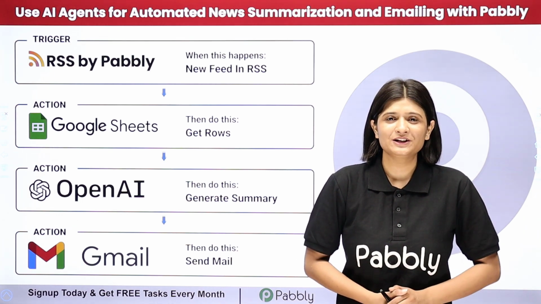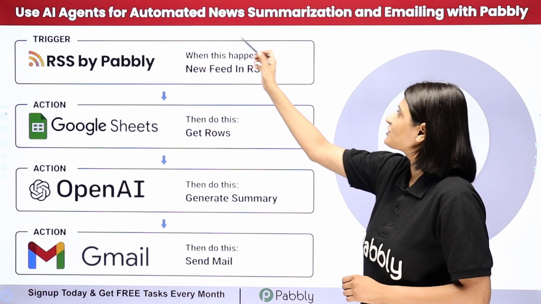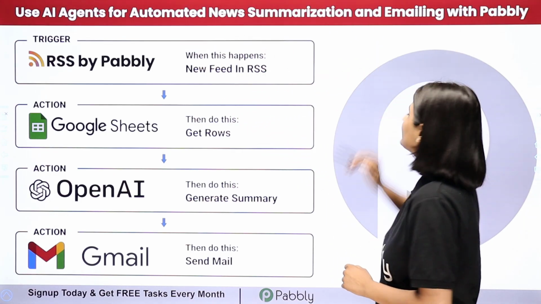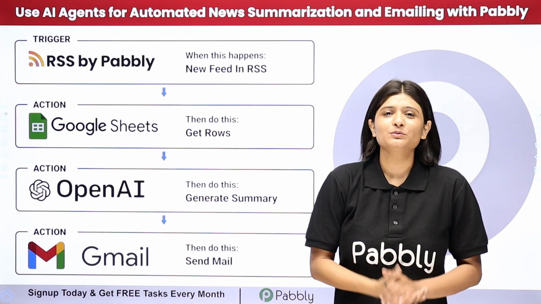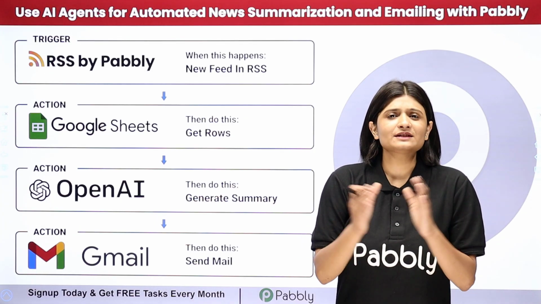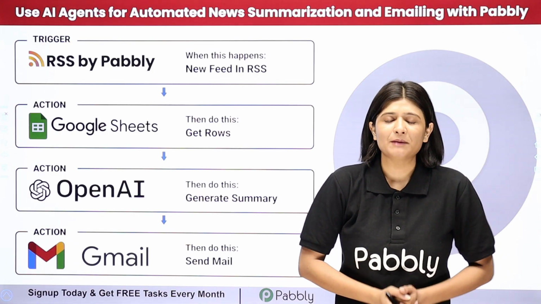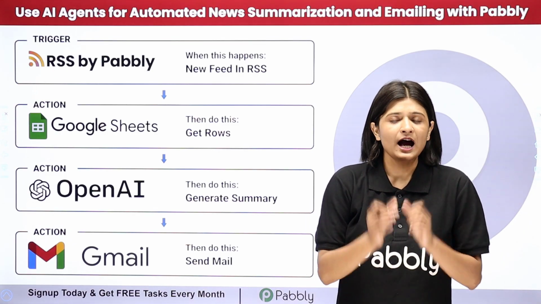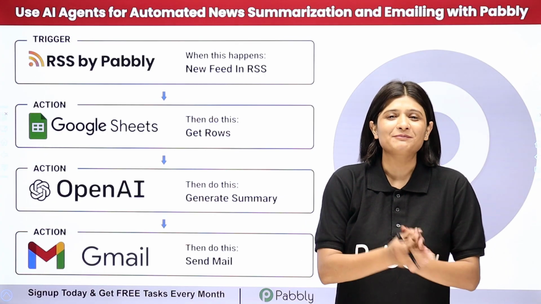In this video, we are going to learn how to use an AI agent for automated news summarization and emailing with Pabbly. So let's suppose I'm a journalist and I want to keep my subscribers updated. Doing this manually is a very time-consuming task, so I'm going to completely automate this process. And to do this automation, I'm going to use Pabbly Connect.